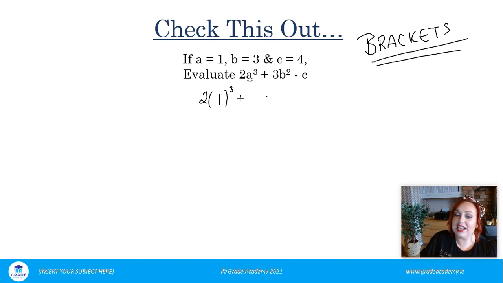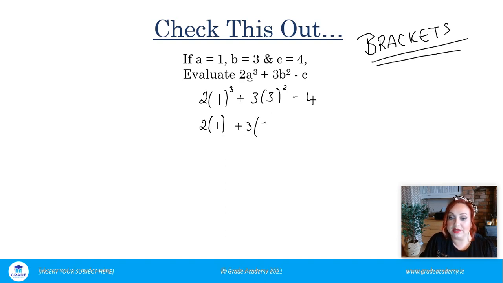All right, so the next thing, instead of B, I'm going to put a bracket in there and replace the B with 3, and then the C, I don't need a bracket because there's nothing else around it, I'm putting in 4. With your BIMDAS, you're always going to do some number crunching, and we're going to do our indices first. So 1 cubed is 1, 3 squared is 9, and then we multiply out our brackets, so we get 2 plus 27 minus 4, and we work that out. Then we add, and then we subtract, we get 25.